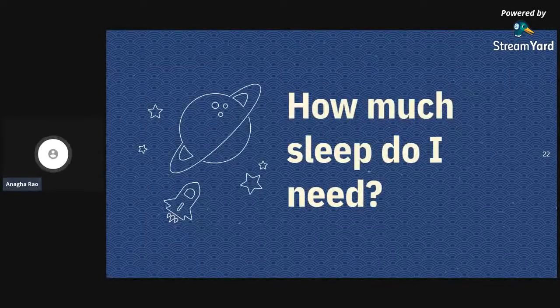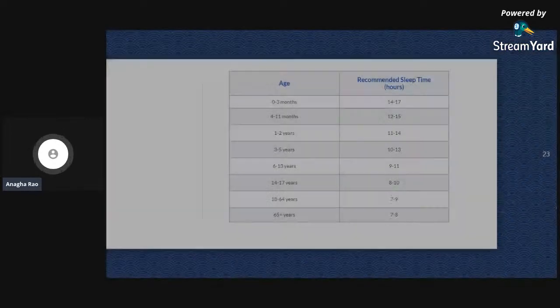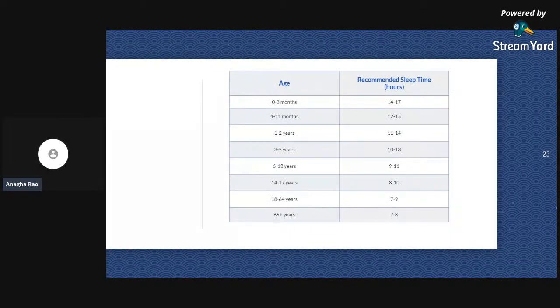How much sleep do I need? There are a variety of factors that affect how much sleep, but here are some general guidelines that experts have done. The recommended sleep time for ages 0 to 3 months is 14 to 17 hours, and then it decreases. But the most important, as you can see, is ages 6 to 13 years. The recommended sleep time is 9 to 11 hours. And the recommended sleep time for ages 14 to 17 years is usually 8 to 10 hours of sleep. So make sure to get this much sleep.